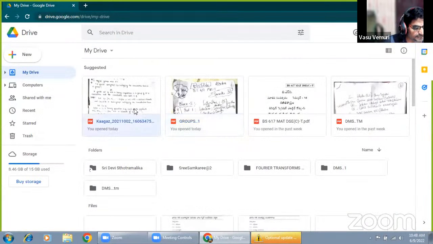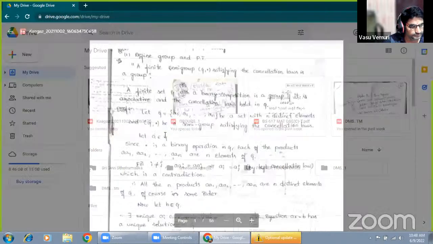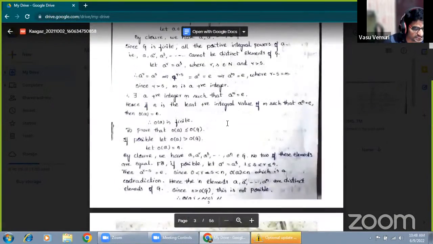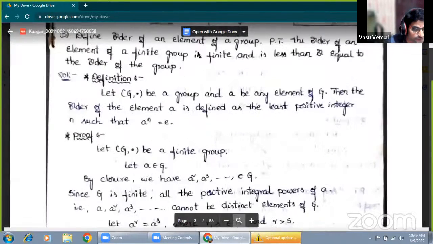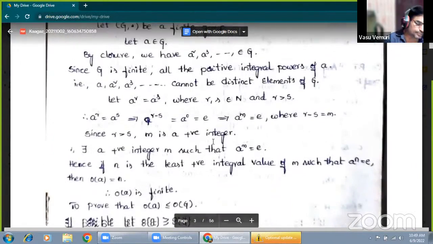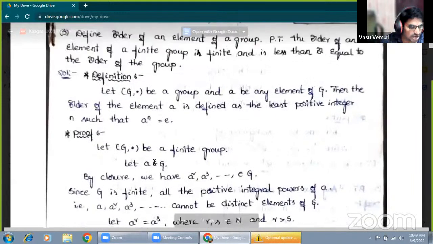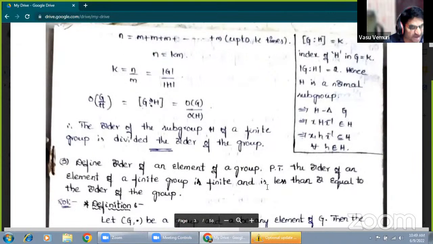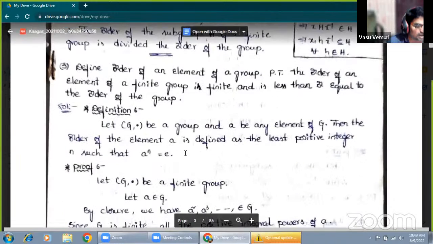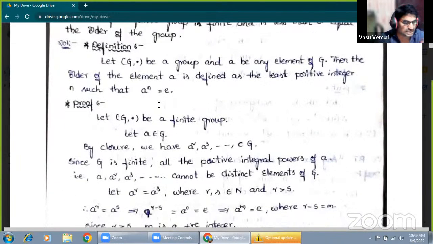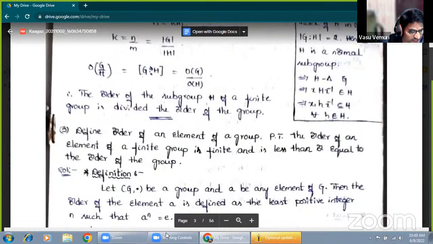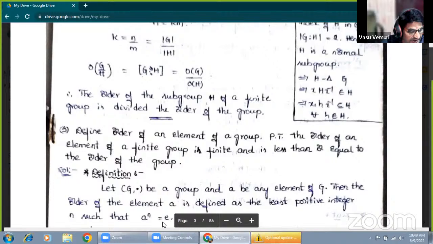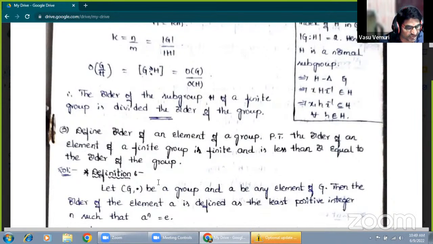Now just see this theorem. According to this, there are so many examples of order of an element with respect to the composition. How do we prove that the order of an element of a finite group is finite and is less than or equal to the order of the group? In the examination, this type of question is given: define the order of an element of a group, and prove that the order of an element of a finite group is finite and is less than or equal to the order of the group.